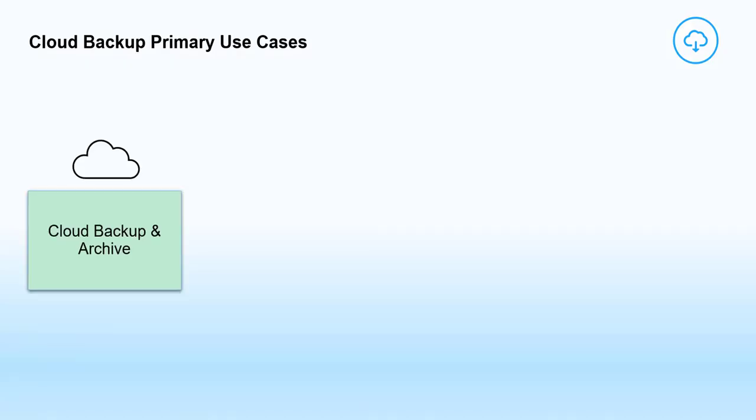Cloud Backup's primary use cases include backup and archive in the cloud. Backups are off-site, hence it satisfies the 3-2-1 backup strategy. It provides long-term recovery when a volume is deleted or unavailable.